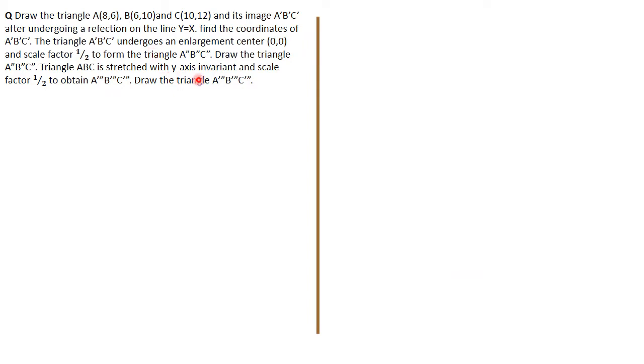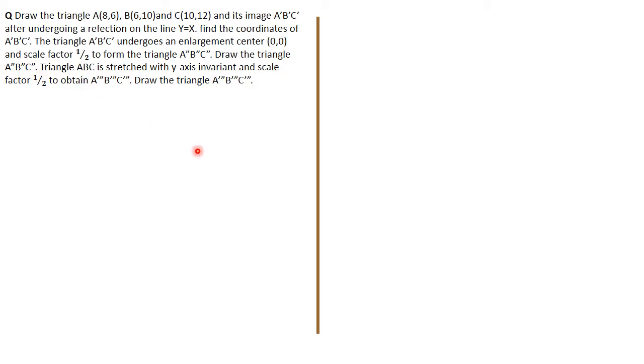We have a question there. Please read to understand the question before you start drawing it out. We have the triangle ABC, and its image A prime, B prime, C prime, after undergoing a reflection in the line y equals x. We're told to find the coordinates of A prime, B prime, C prime. The image then undergoes an enlargement at center 0, 0, and scale factor half, to form another triangle A double prime, B double prime, C double prime. So we are told to draw the triangle A double prime, B double prime, C double prime.